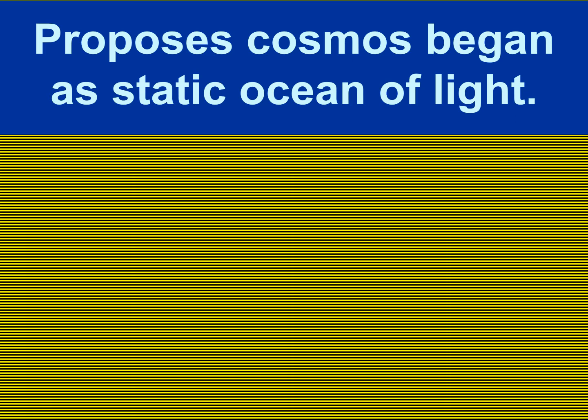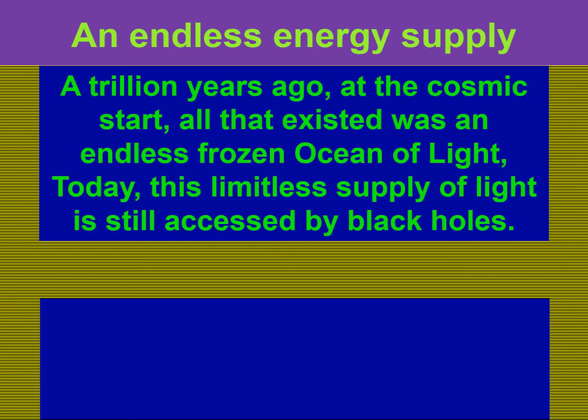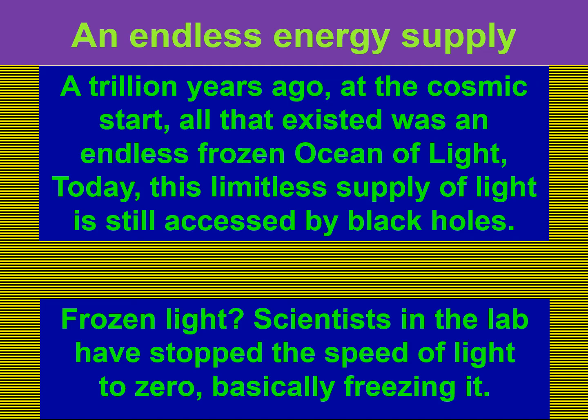Trillium Theory proposes that our cosmos began as a static ocean of frozen light. An endless energy supply. A trillion years ago, at the cosmic start, all that existed was an endless frozen ocean of light. Today, this limited supply of light is still accessed by black holes. Frozen light? Scientists in the lab have stopped the speed of light to zero, basically freezing it.